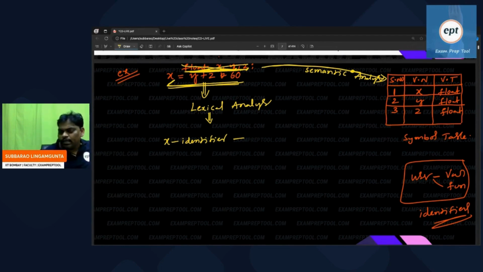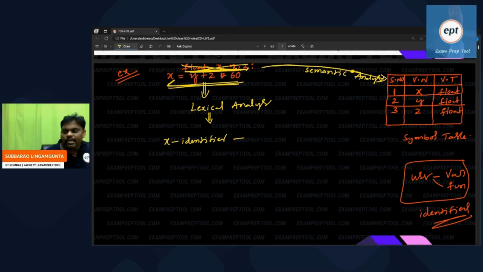The lexical analyzer asks X, "Hello X, can you introduce yourself?" X says, "Hello lexical analyzer, my name is X, so I am an identifier." Immediately the lexical analyzer says that if you are an identifier, you should be there in the symbol table. So he will verify which row is available. First row he will verify, second row, third row, like that he will check until he finds it. He finds it in the first row itself.